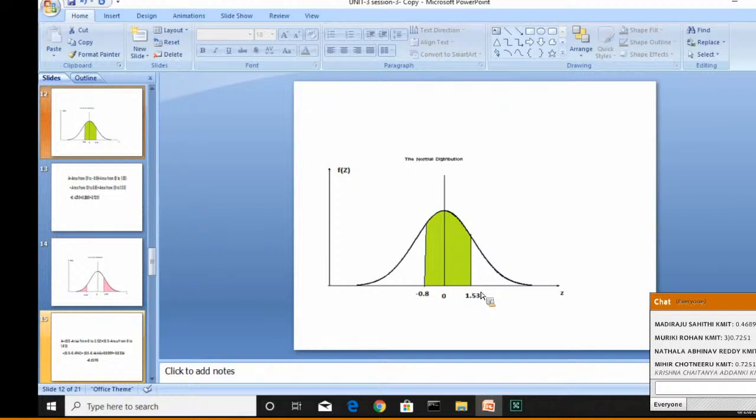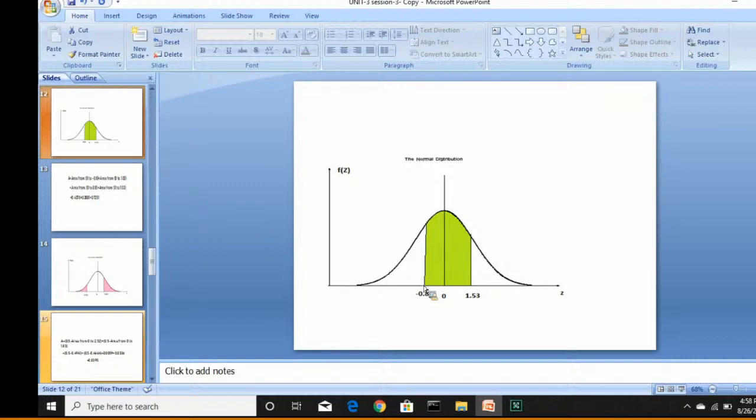1.53, you take out your table. 1.53 is 0.4370. Am I correct? Yes. Next, what is the value from 0 to 0.8? Actually, since the curve is symmetric, we are taking 0 to 0.8. That way you understand it: no subtraction, only addition, and the total area is only 1. 0.8, what is the answer? 0.2881. Am I correct? Is it correct or not?